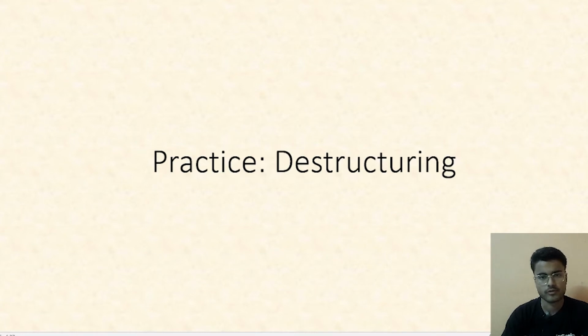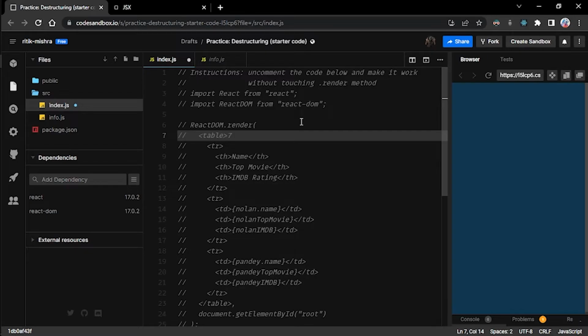In this particular one, we'll be dealing with a much more complex array and object combination, and you will be required to complete a certain task that will require only the execution of the destructuring knowledge. So let's get right into it. This will be the starting sandbox that you will get. The instruction, as you can see, is: uncomment the code below and make it work without touching the .render method.